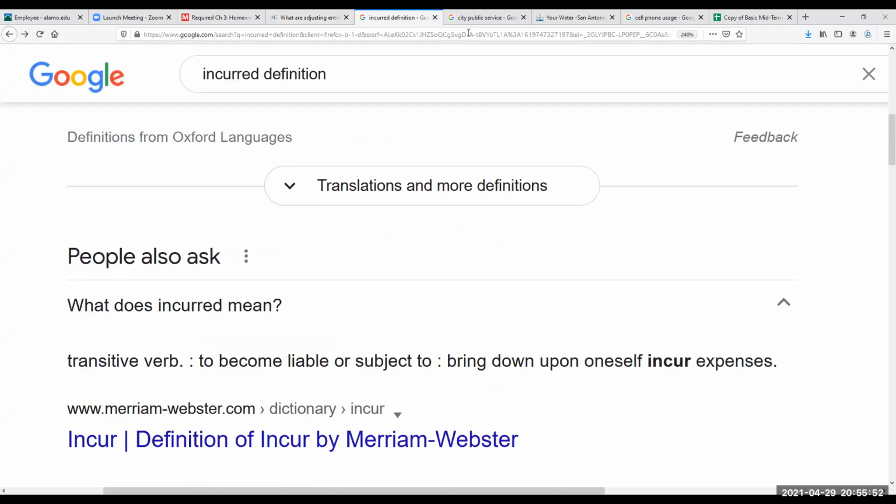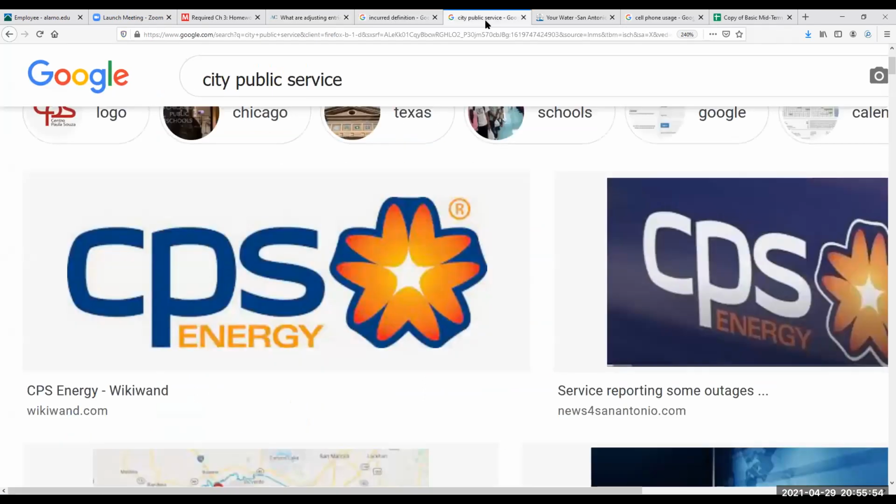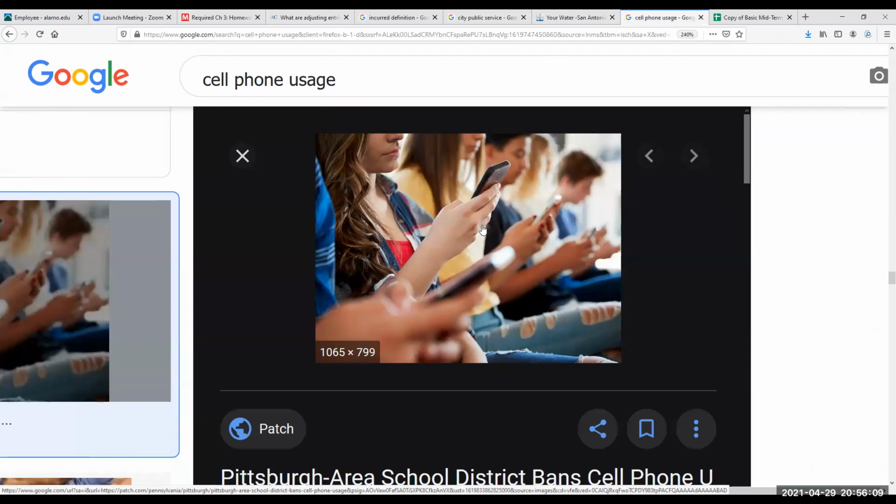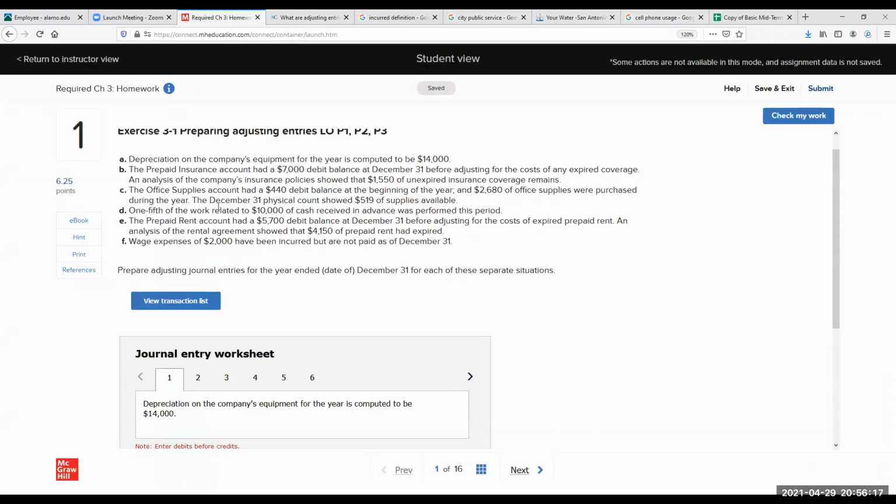So think about it. Who bills at the end of the month? City Public Service. So the company sends you an invoice after you've been using the electricity all month. Your water bill, they send you a water bill after you've been using it. You don't pay in advance. Cell phone, they send you a bill based on your usage and consumption. So there are all kinds of adjustments you have to do. Otherwise, your financials are not going to be accurate.